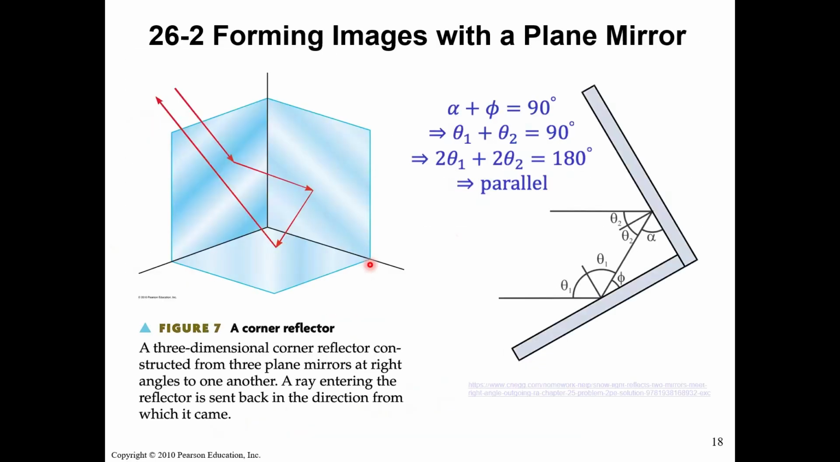Okay, so a special case of a plane mirror is the corner reflector, which sends the ray back in exactly the same direction. You can have a three-dimensional corner reflector, or you can have a two-dimensional corner reflector. For the two-dimensional case, you should be able to prove by simple geometry that the incoming ray and the reflected ray are parallel to each other.